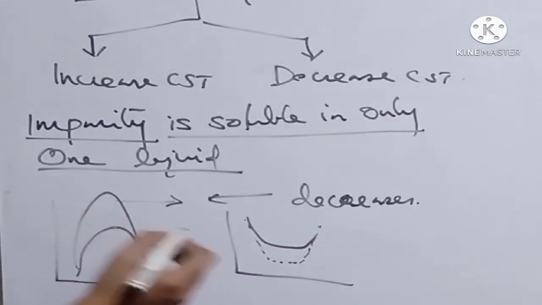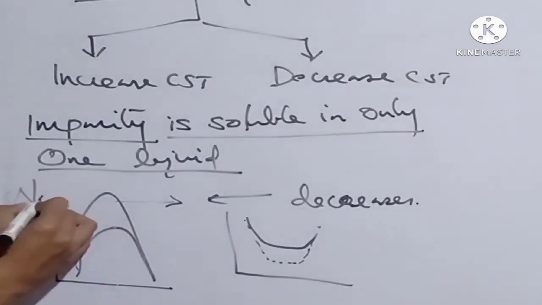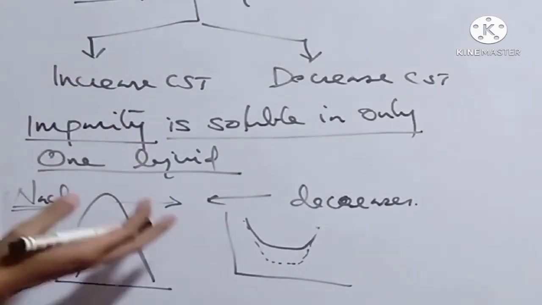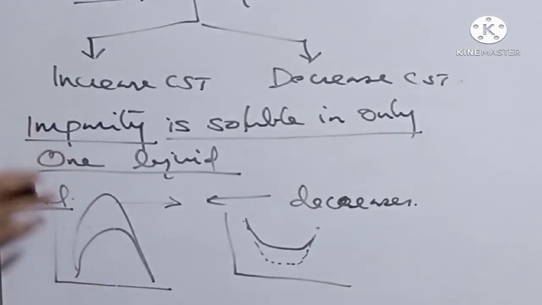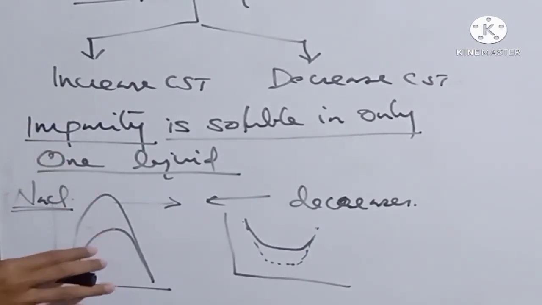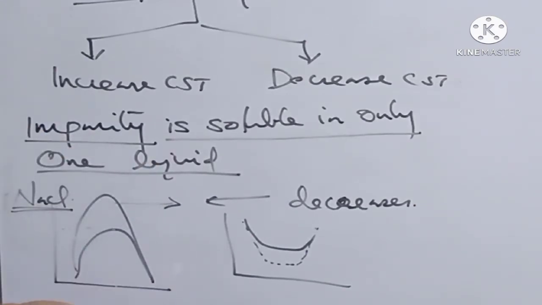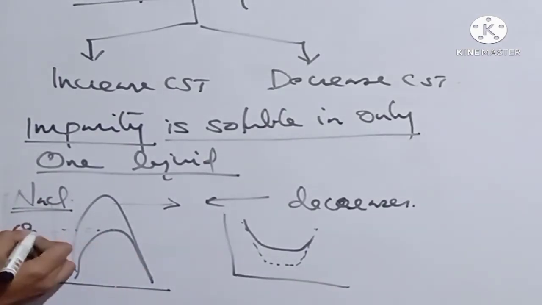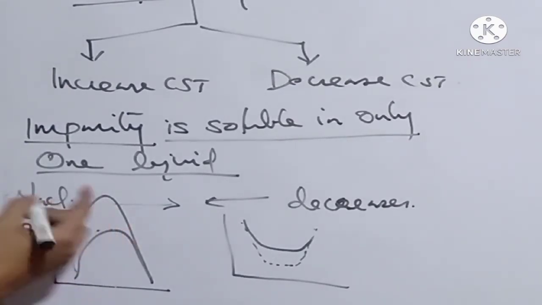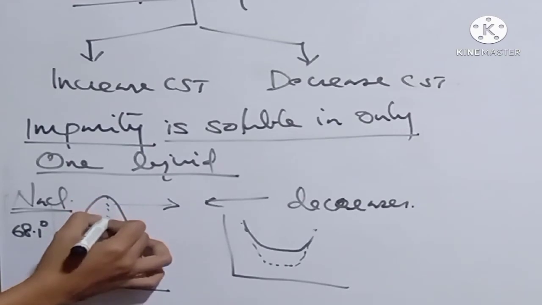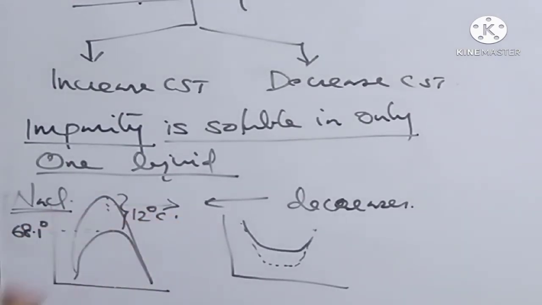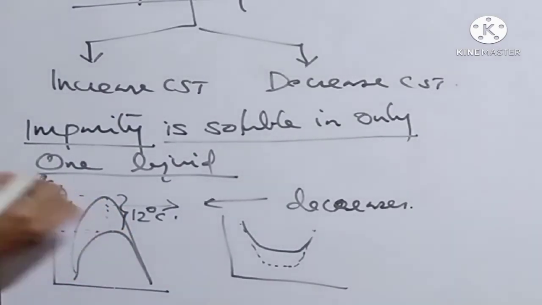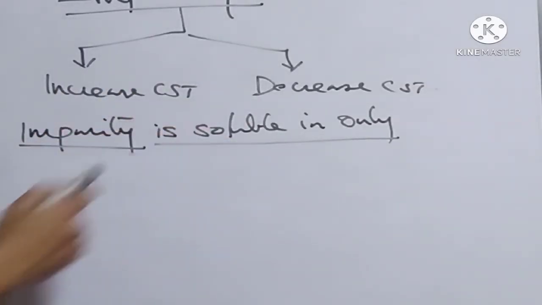For example, if we add sodium chloride into the phenol water system, sodium chloride is only soluble in water. It is insoluble in phenol. So that means the addition of NaCl into the phenol water system decreases its miscibility. So the CST value of the phenol water system, initially it was 68.1, and when we add sodium chloride, it is increased by 12 degrees Celsius. That is, it increases to a value of 80.1 degrees Celsius.